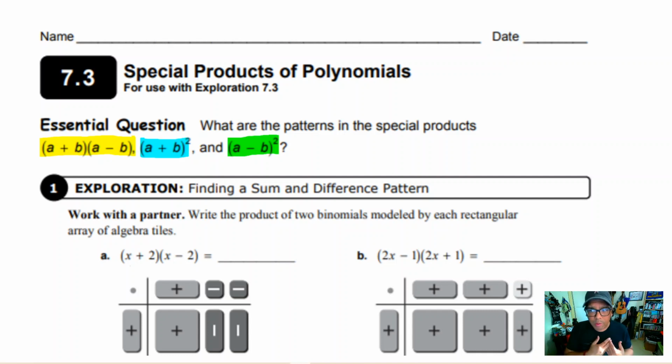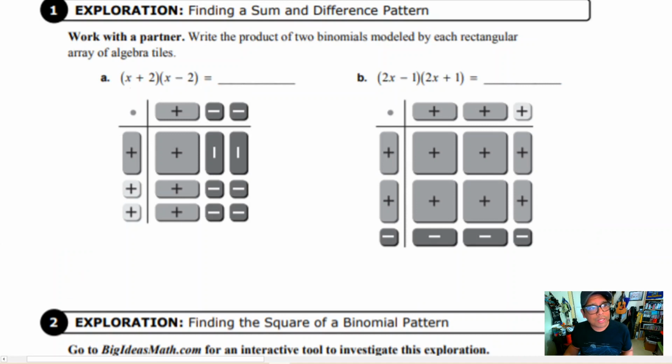So right now we're going to go through everything in section 7.3 that has to do with the sum and difference pattern. First up is this algebra tile exploration. Looking at letter A, this is called a sum and difference because, as you can see, the first term of each of those binomials is x. The second term of each binomial is 2. And we have an addition in the first one and a subtraction in the second one.